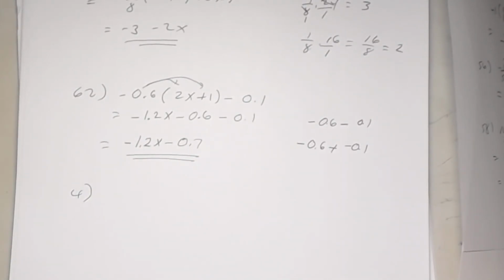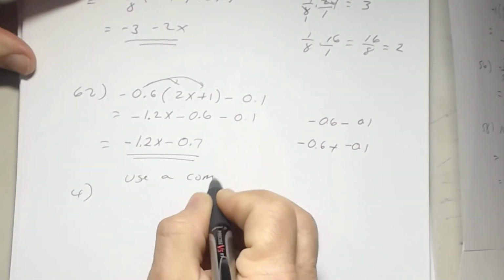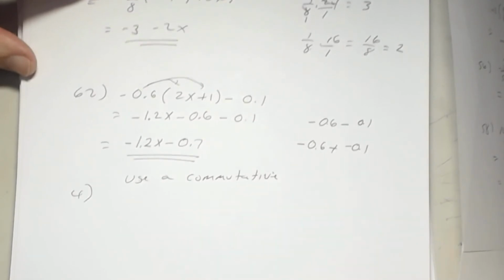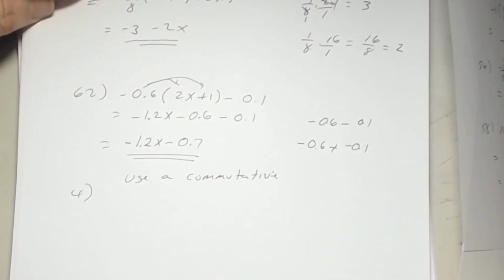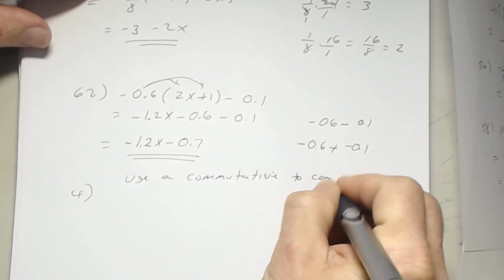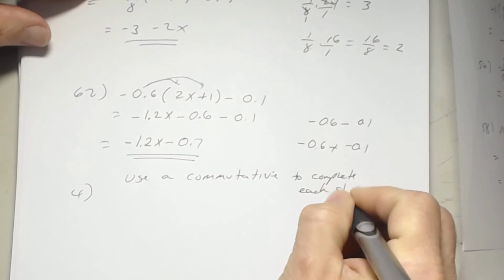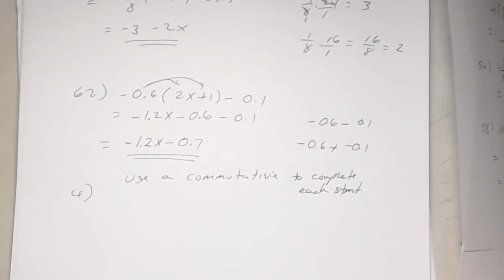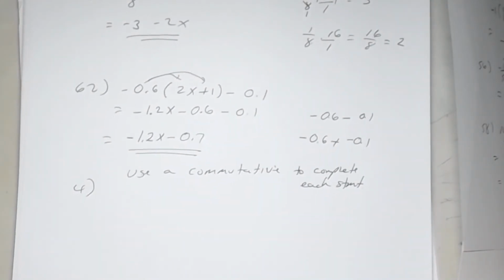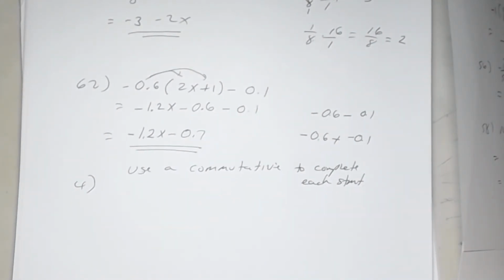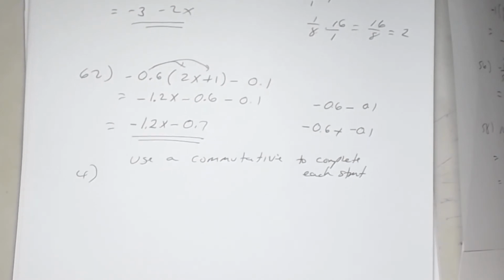So the directions, you gotta look at the directions. So the directions in number 4 on page 599 says, all right, it says this. It says use, these are directions, use a commutative property to complete each statement. All right, so use a commutative property to complete each statement. And we talked about commutative properties. The commutative property for addition, a commutative property for multiplication. Remember, commutative property, the order does not matter.